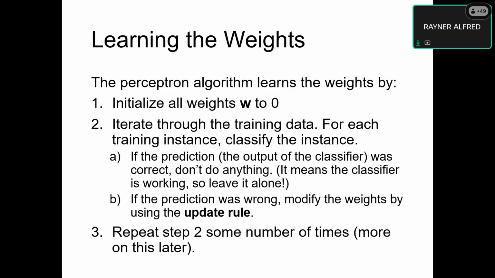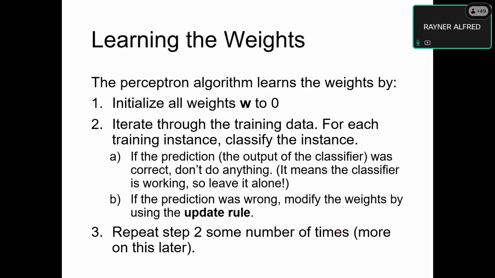During the training process, what we want to do is estimate the weightage of the variables. In this one, the perceptron algorithm learns the weights by first initializing all weights w to 0, and then iterating through the training samples. They look at which one is misclassified, which one is correctly classified. If the prediction was wrong, they will modify the weight by using the update rule.